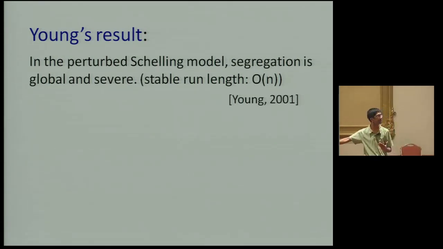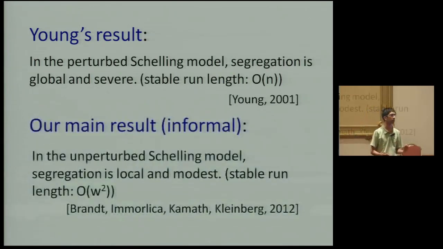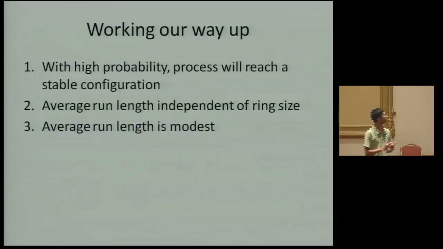On the other hand, our result examines the unperturbed Schelling model. In this model, we found that segregation is local and modest. Local in that it's independent of n and dependent only on W, and modest in that rather than being an exponential function of W, it's only polynomial in W. So we're going to work our way up to this result. The first thing we're going to do is, I promised you, show that it actually reaches a stable state with high probability.